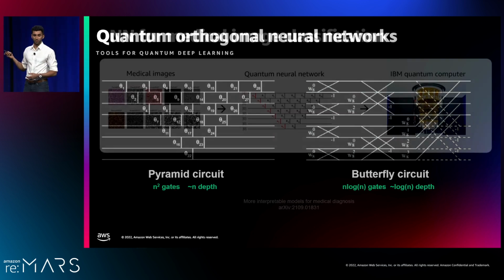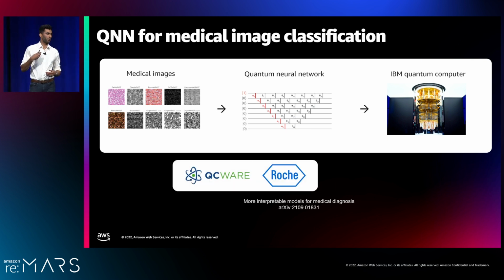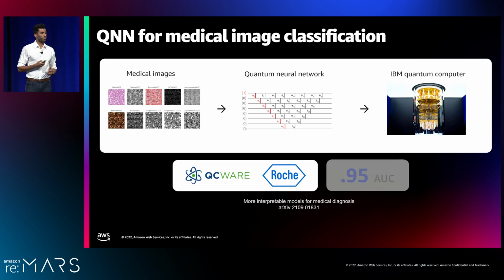We wanted to try this on real data sets, so we partnered with Roche to run it on some medical image data sets. We used our pyramid networks, and we ran this on an IBM quantum computer. And what we found was that the performance was on par with classical neural networks, except that these had that additional benefit of orthogonality.